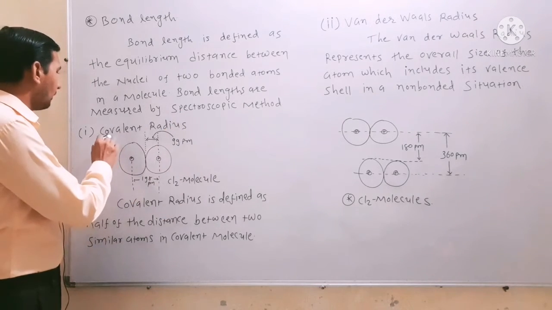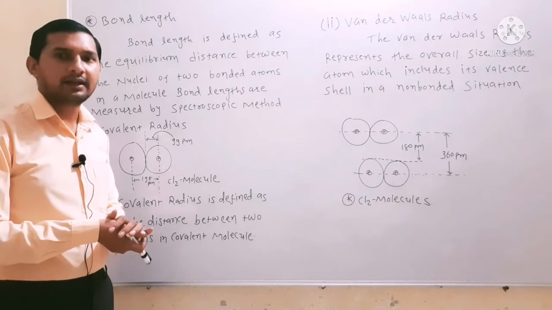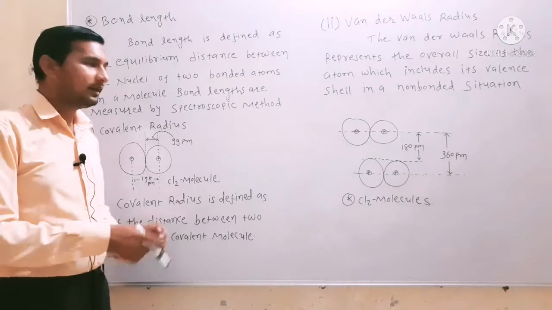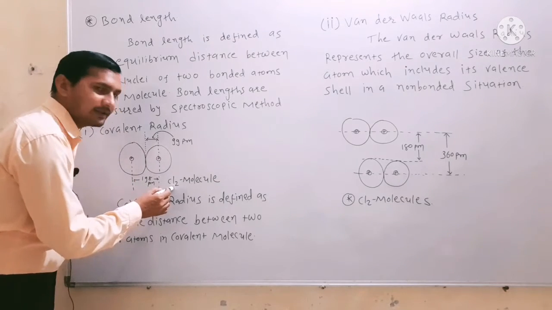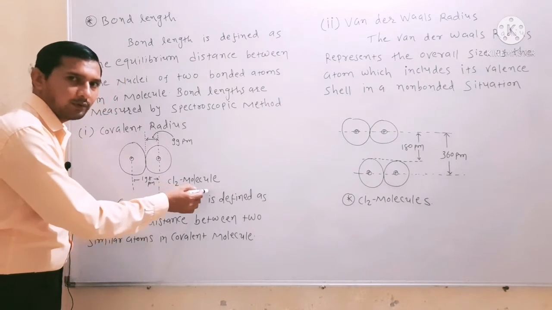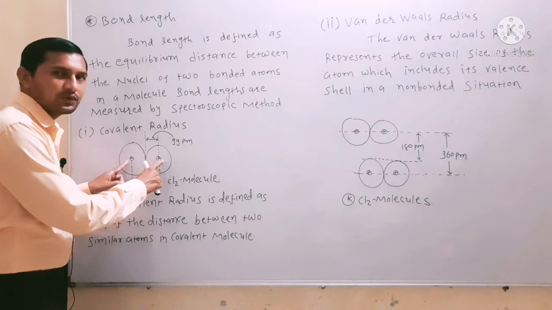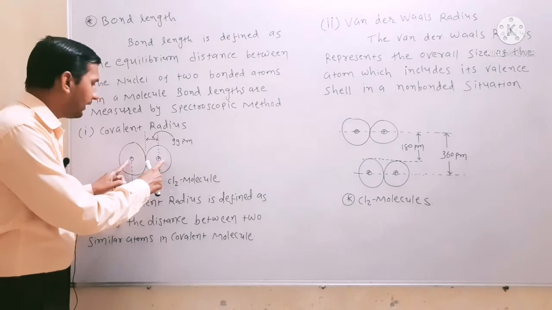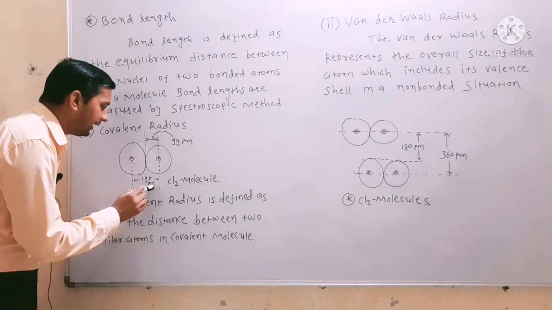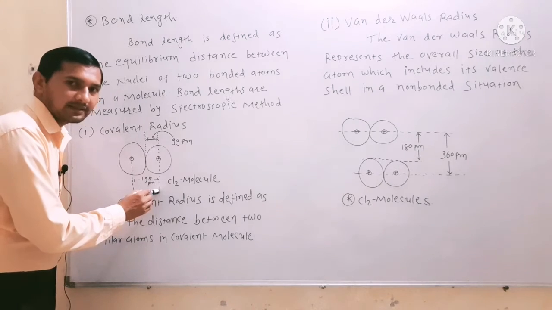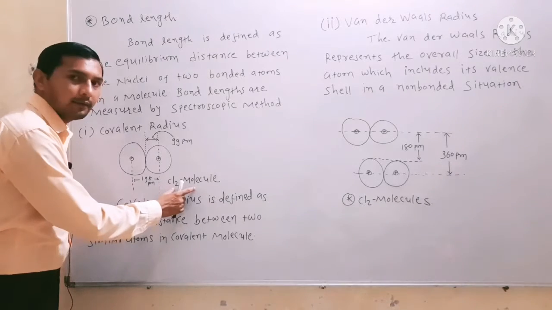The first one is covalent radius. If the molecule is covalent in nature, then the bond length is said to be the covalent radius. Consider the Cl2 molecule. In the chlorine molecule, if we find the distance between the two centers, or two nuclei, of the atoms, then the distance will be 198 pm.